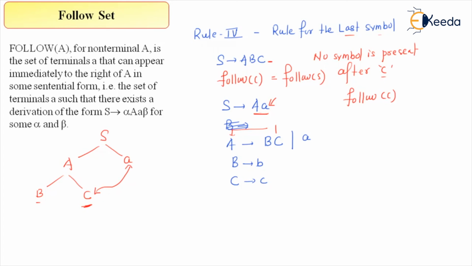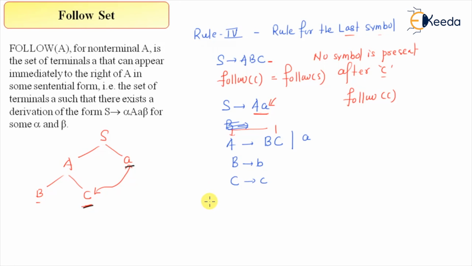But if I expand A to B and C and ask what will come after C, then immediately the answer is that what follows A will come. And that is the reason we say that Follow of C will be Follow of capital A. The last symbol rule is applied over here. So Follow of C is Follow of capital A. Remember this.